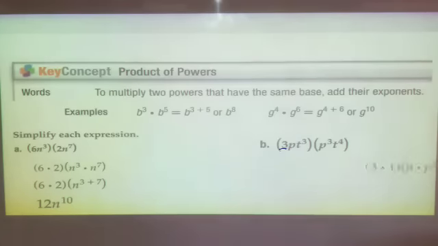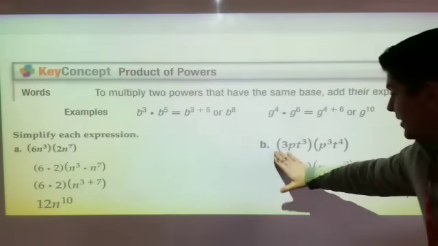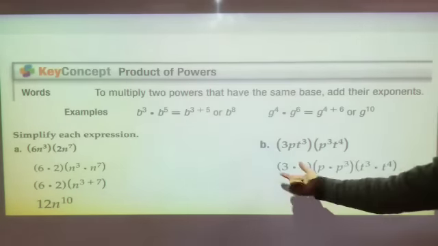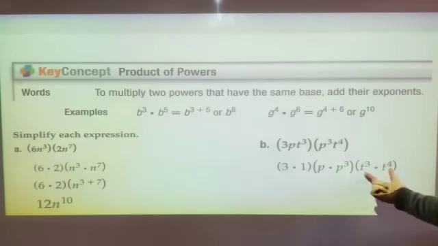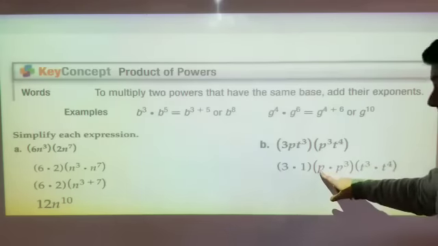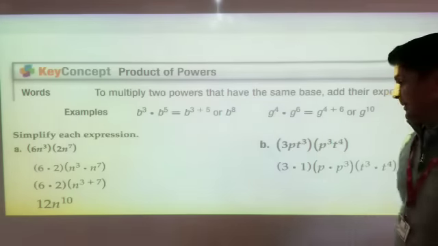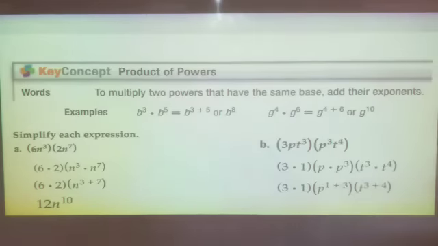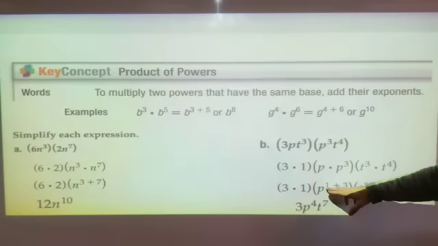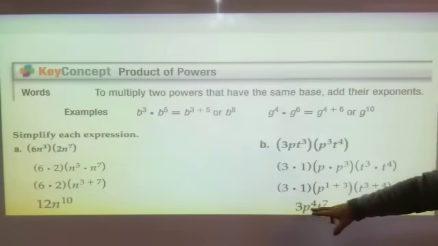So we can group all of our like terms together if you want to think about it like that. Our numbers, our P's, our T's, okay? P here is just raised to the first power. So now, because they have the same base, we can add those exponents. So let's do that. 3 times 1, 3. P to the first times P to the third, same base, add them up.